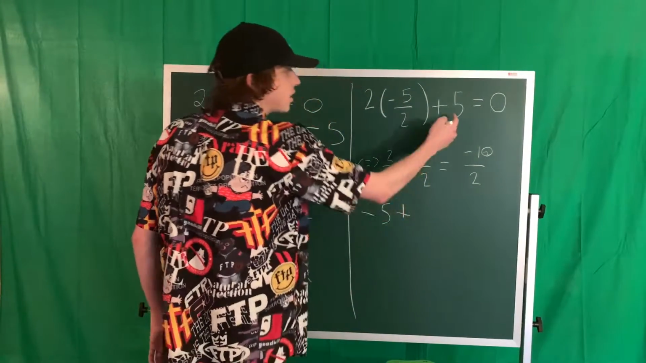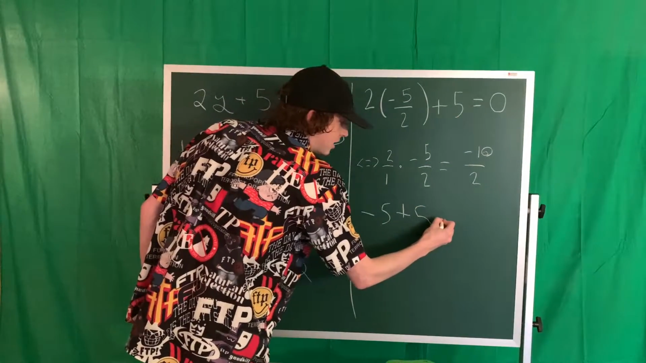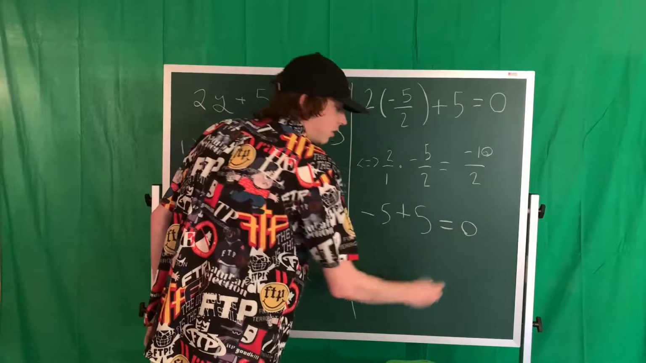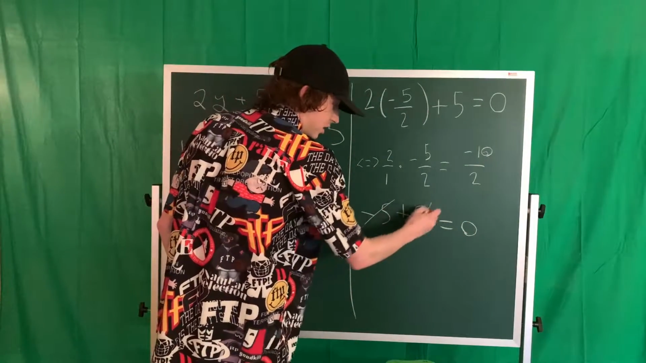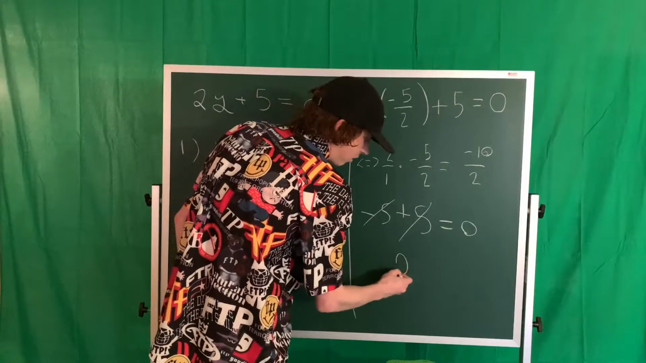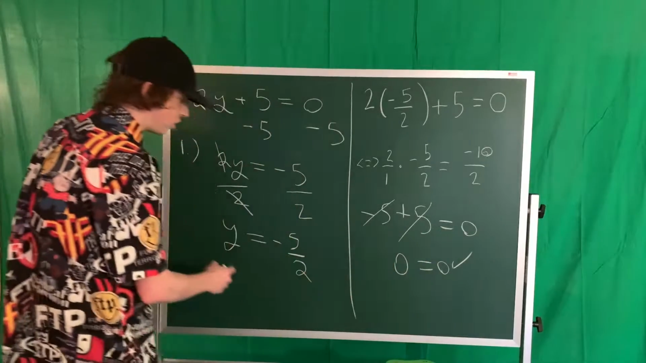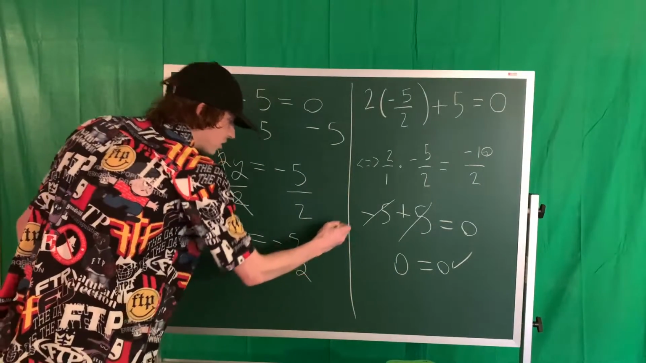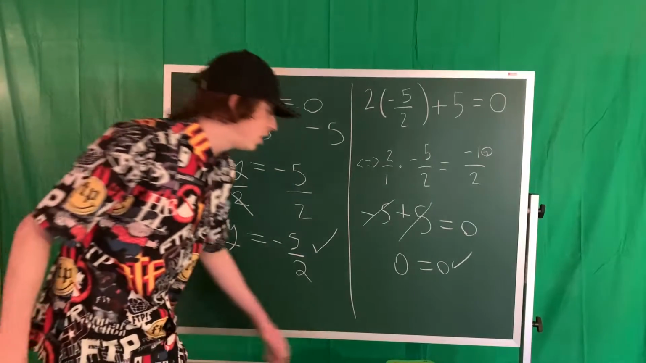Plus 5, as we see here, is equal to 0. And now we see -5 and 5 are the opposites of each other and they cancel out, and therefore we get 0 is equal to 0, which checks our answer for y is equal to -5/2. And that is how you solve this for section 1.1 of Algebra 2.